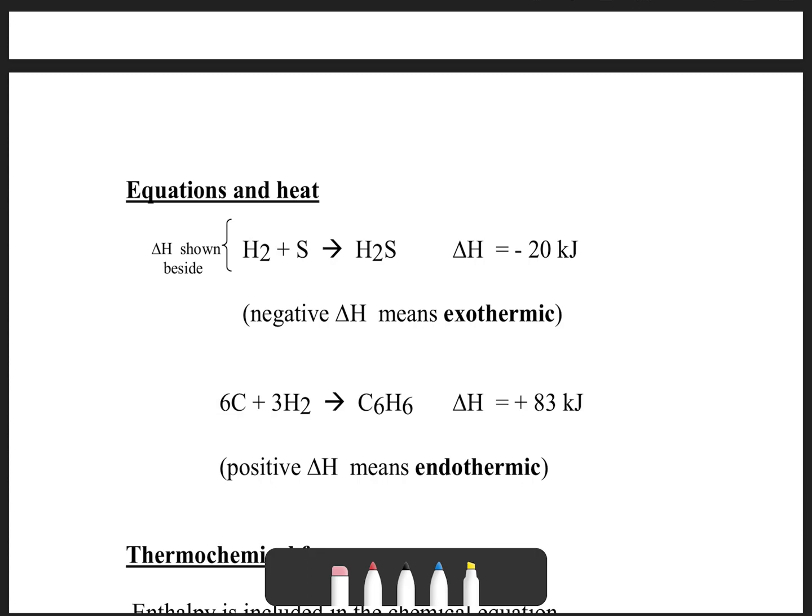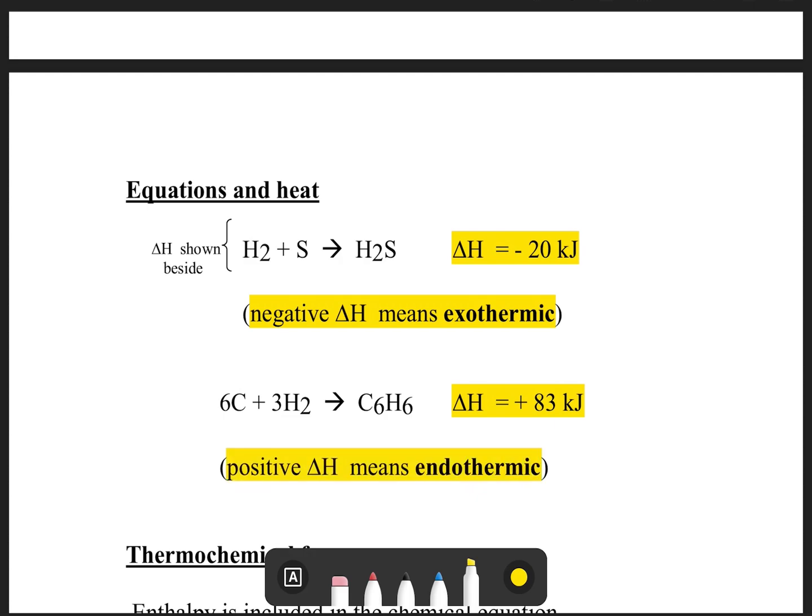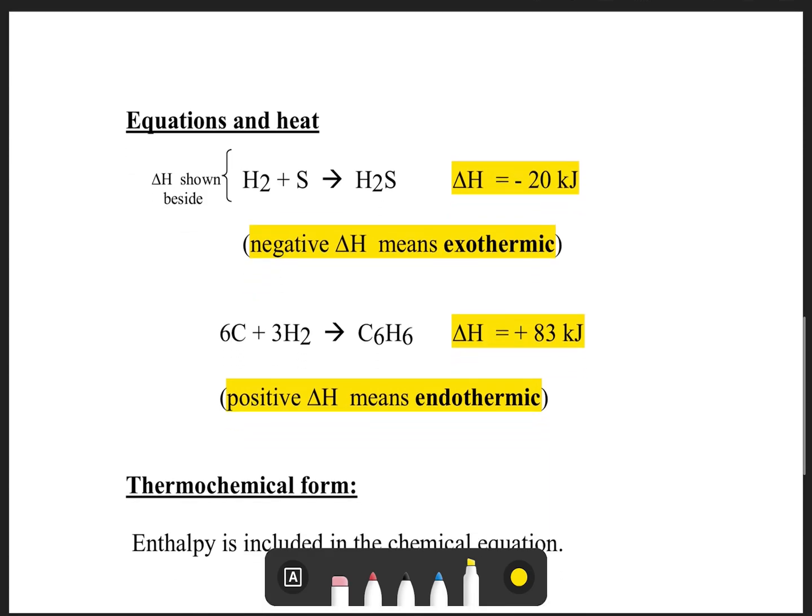If we look at this in terms of equations, if we see that our delta H value is a negative value, the negative delta H means that we have an exothermic chemical reaction. If we see that we have a positive delta H value, a positive delta H means we have an endothermic chemical reaction.